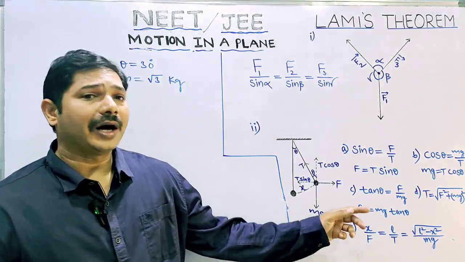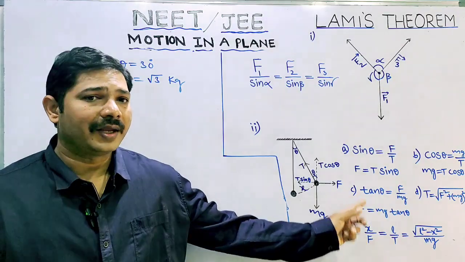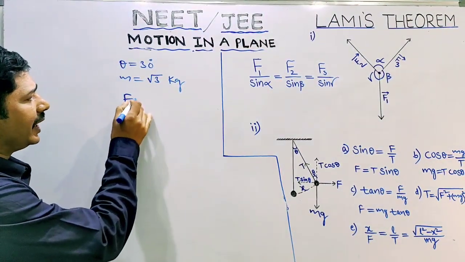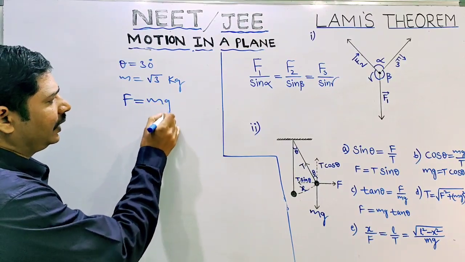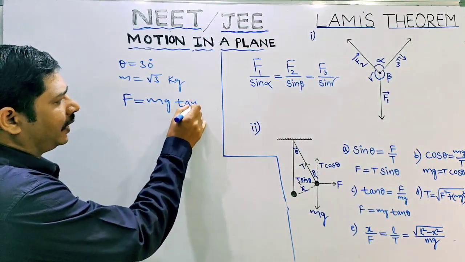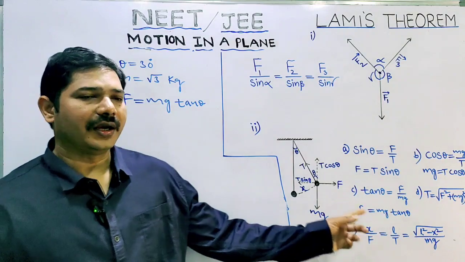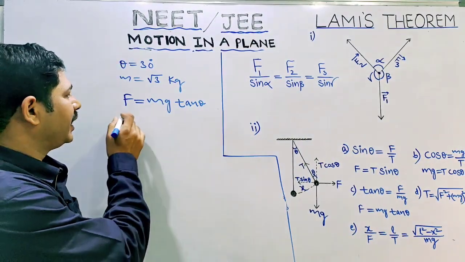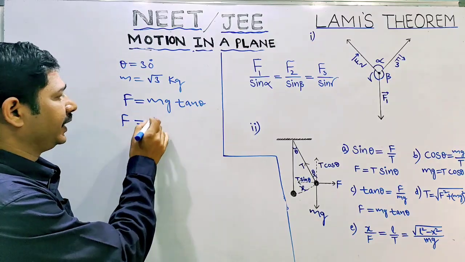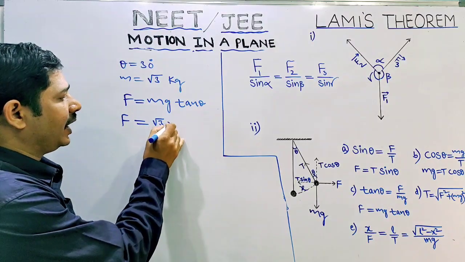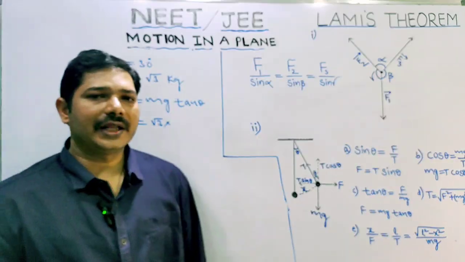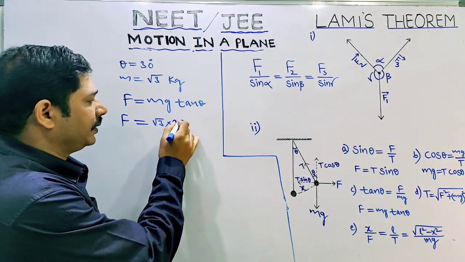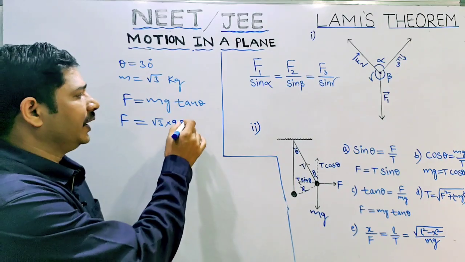The formulas for the applied force we have already taken. So what is the force? F equals mg tan theta. Here theta is given as 30 degrees, m is given as root 3, and the g value is not given, so we have to take 9.8 meter per second square.